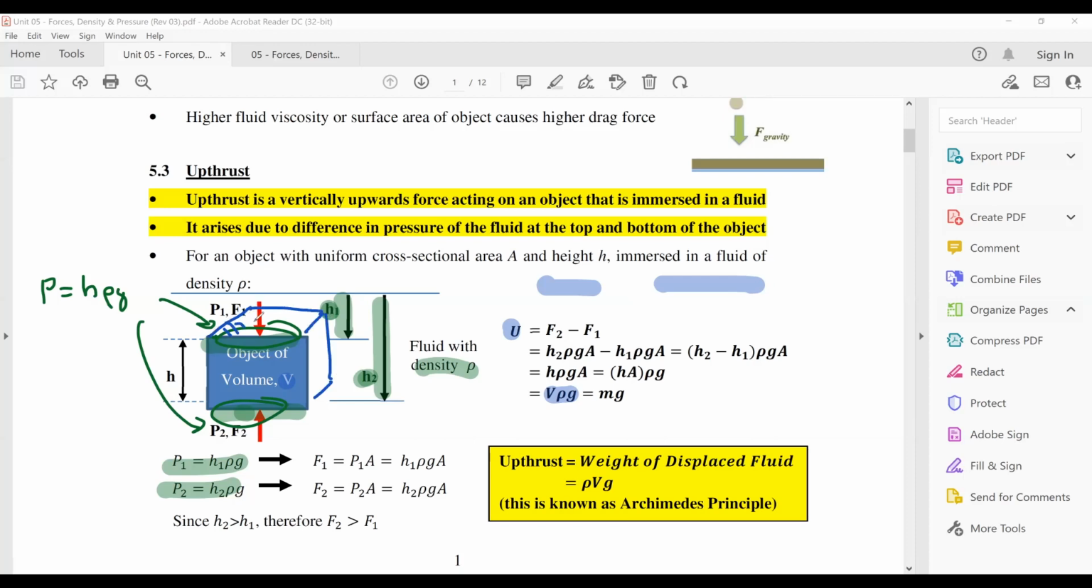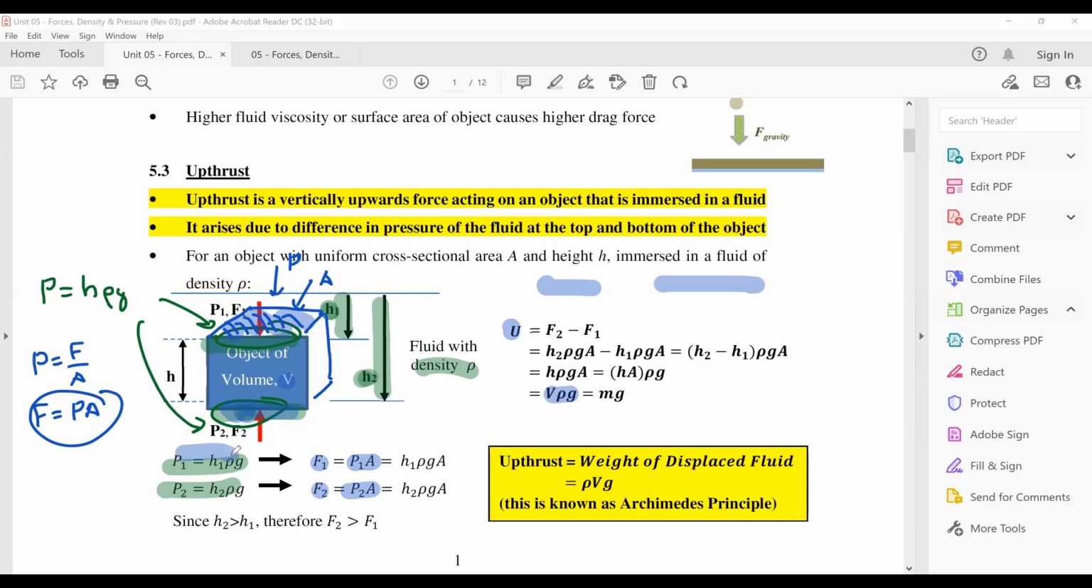Okay, you have an area here. So the pressure acting over an area gives you force. You know that pressure is force over area, so force is pressure times area. So what's the force acting at the top and bottom surface? At the top surface, F1 is P1 times A. At the bottom surface, F2 is P2 times A.